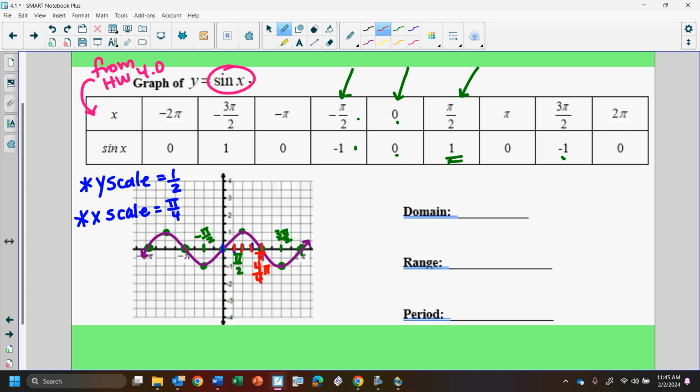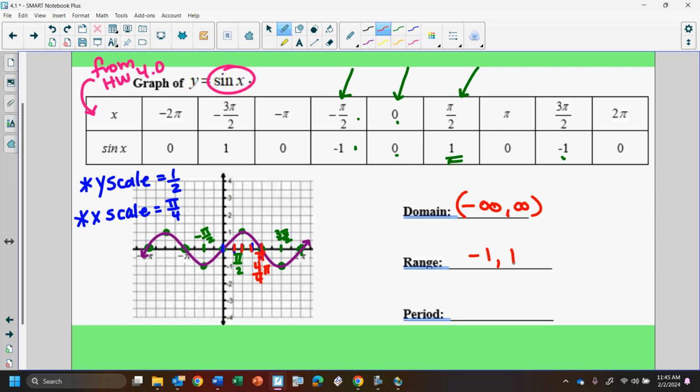Negative and positive. It goes left forever and right forever. Do we agree? Yeah. Parentheses or brackets on infinities? Awesome. Bottom to top, range. What y values are we going to hit? -1 to +1. Can I say 1 to -1? No, it has to go bottom to top, small to big. Cool. And parentheses or brackets?